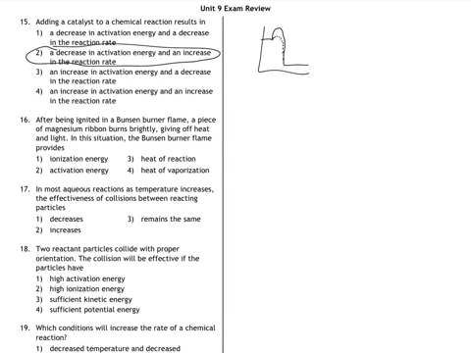After being ignited in a Bunsen burner flame, a piece of magnesium ribbon burns brightly, giving off heat and light. Now, in this situation, the Bunsen burner flame provides the activation energy. It's allowing the reactants to get enough energy to collide with the proper energy and then go through their reaction.